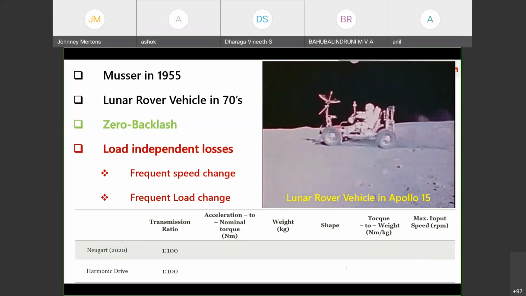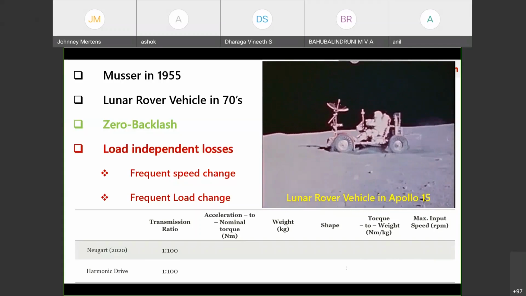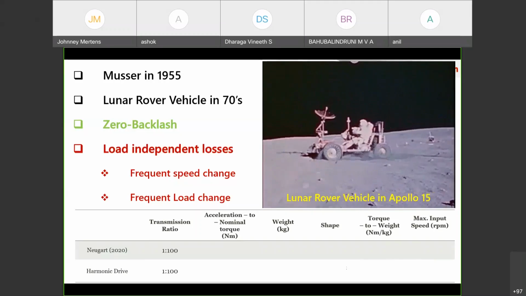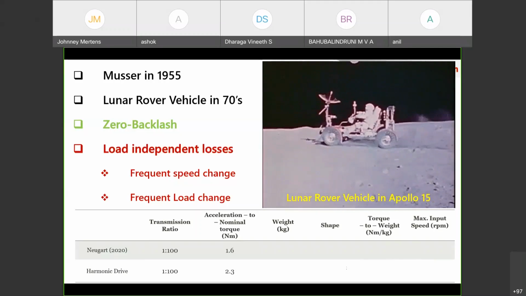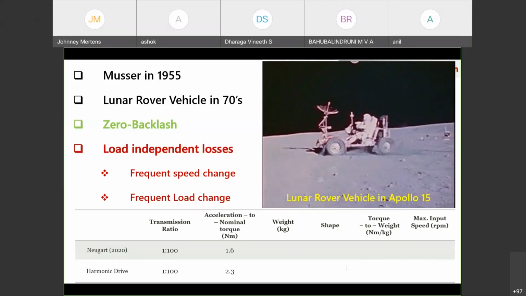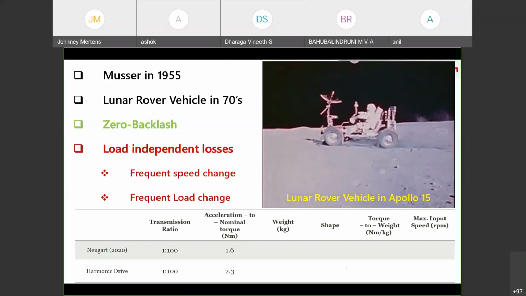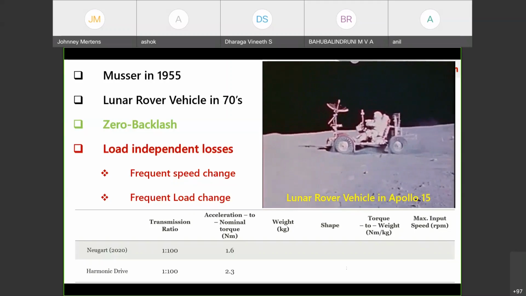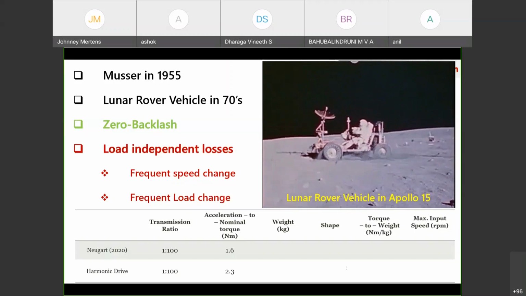Okay, first we start with the transmission ratio. So I'm just making the comparison for the same transmission ratios. You get planetary gear system 1:100, as well as harmonic gear system, it is 1:100. Then next one is the acceleration to nominal torque value. You can see a huge difference, 1.6 around a 40% increment in acceleration to nominal torque is observed for the harmonic drive system, 1.6 to 2.3.